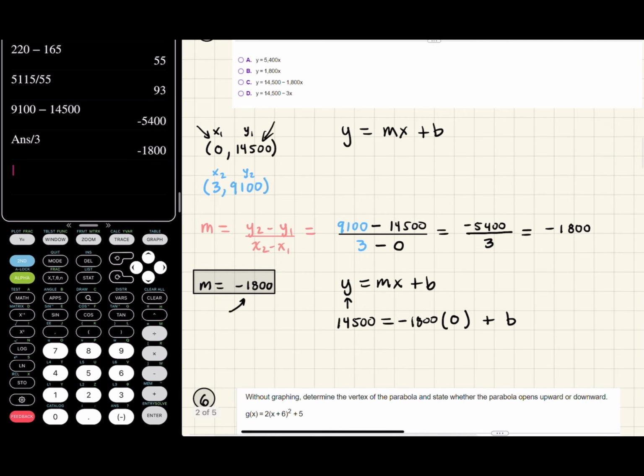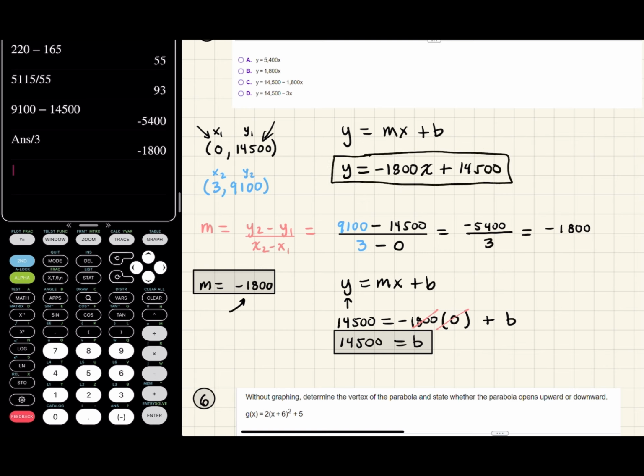So negative 1,800 times 0, that's just 0. That's going to go away, leaving us with 14,500 equals b. And now that we have m and we have b, we can write our linear equation. So it's y equals m, which is negative 1,800, x plus b, which was 14,500. And this would be our final equation.